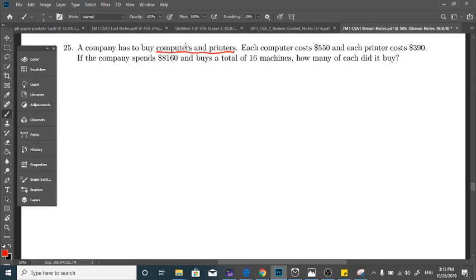If you're in my language class, the thing you want to understand in the problems is what's going on. So you don't have to know what a computer and printer is. All you need to know is that there are two things. So you've seen me do this. Information. Buying computers and printers.